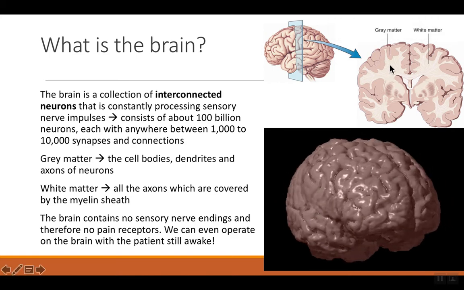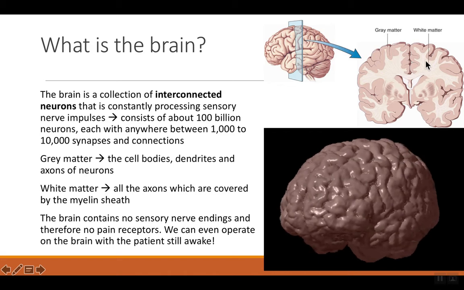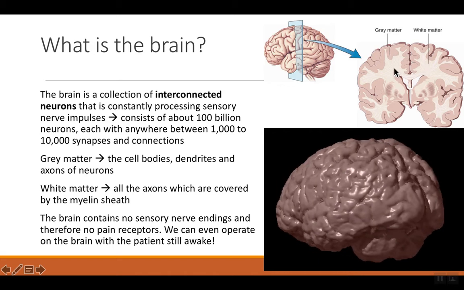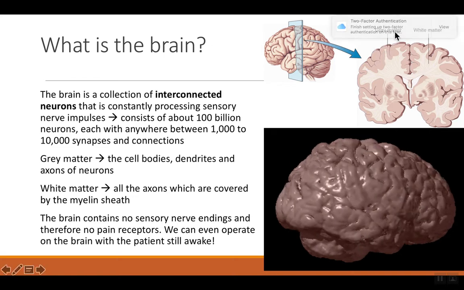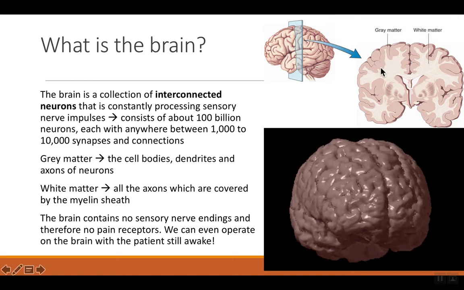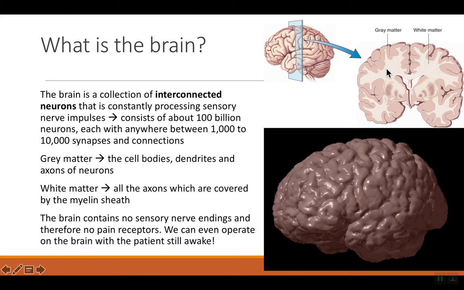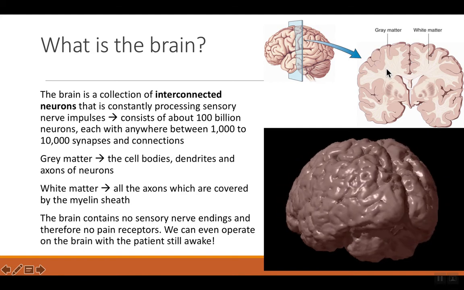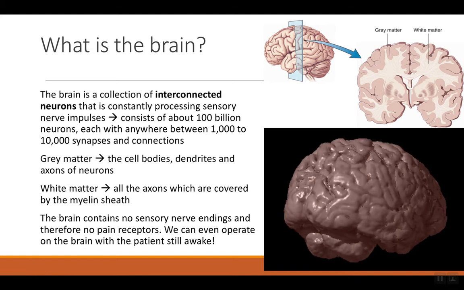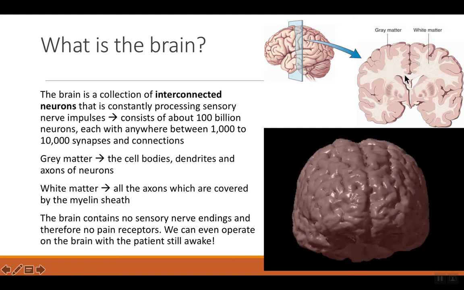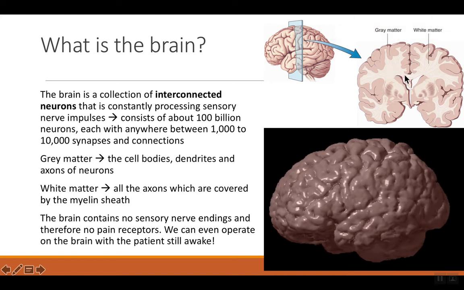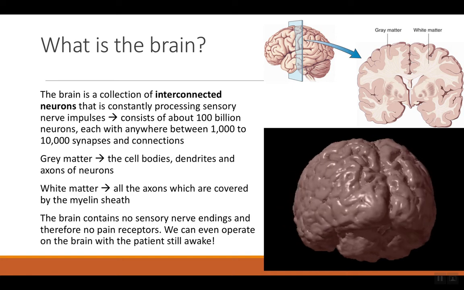Within it, we have two parts. We have what's known as grey matter and white matter. So grey matter, if you remember the structure of the neuron, that's where we'll find the cell bodies, the dendrites, the axons. But the white matter, that's all axon that's covered in those myelin sheaths, and that's what makes it white, because of the fattiness of that myelin.